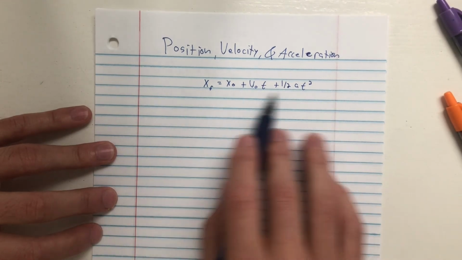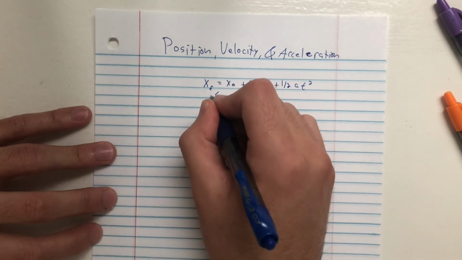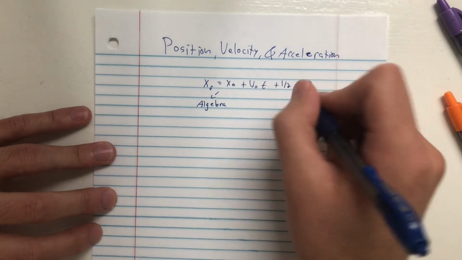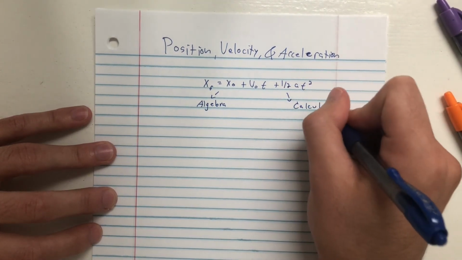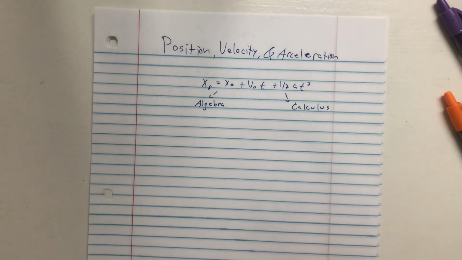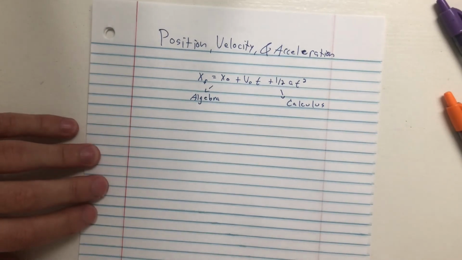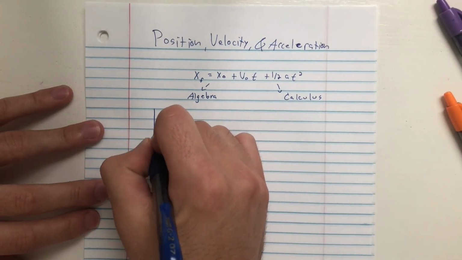So how do we derive this equation? Well, there are two ways to derive it. One is through algebra, and then the other is through calculus. So I'm going to actually derive it through calculus because it's a little bit more of an intuitive way to understand it. But let's start with an example.